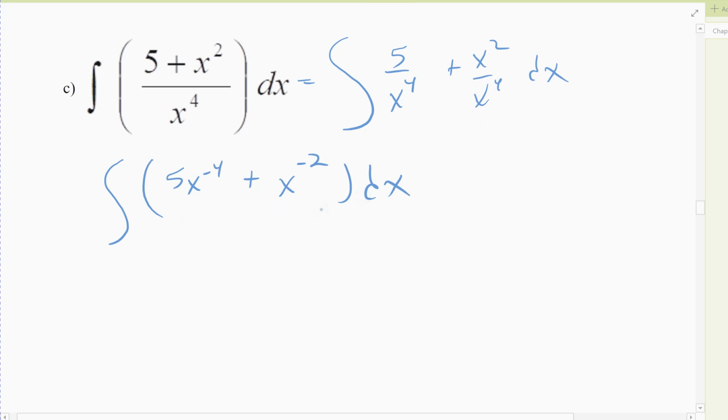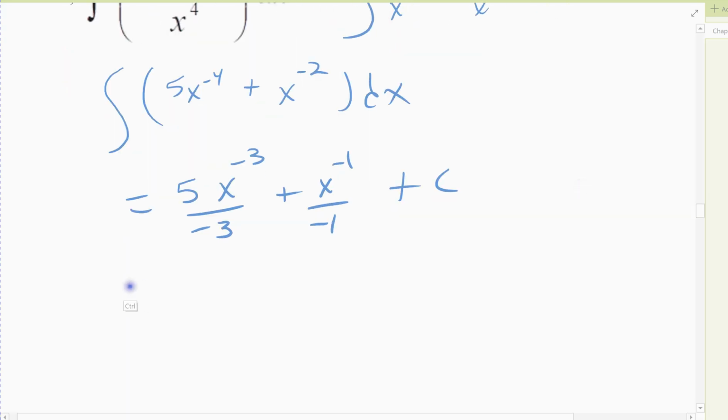Now I can use my antiderivative rules. 5x to the negative 4. Now you've got to be careful, they're negative powers. So when I use my power rule, remember I'm adding 1. So x raised to the negative 3 divided by negative 3. x raised to the negative 1 divided by negative 1. I add 1. It's real hard. Again, where I mess up is negatives. You've got to make sure you're careful with your negatives, and then don't forget your plus C at the end.